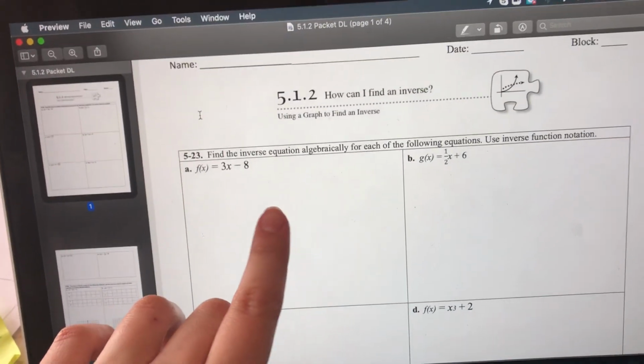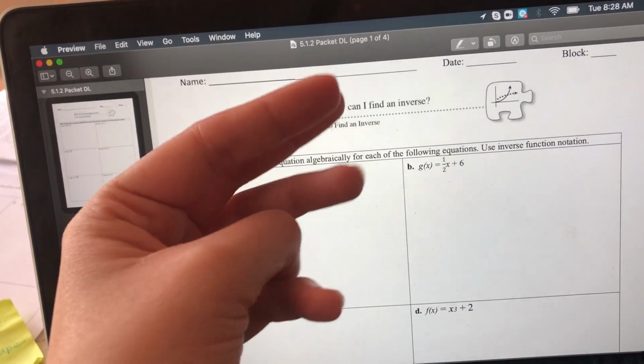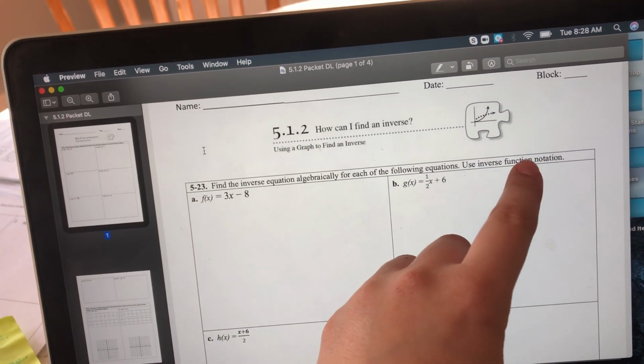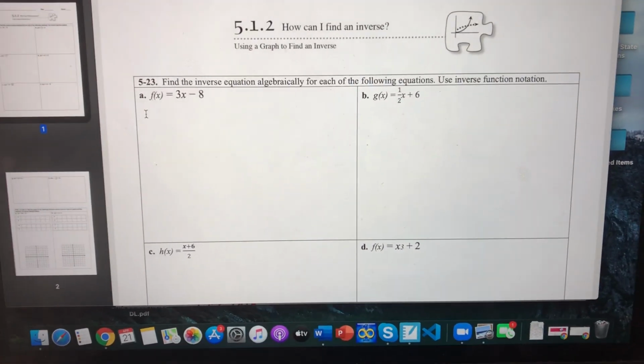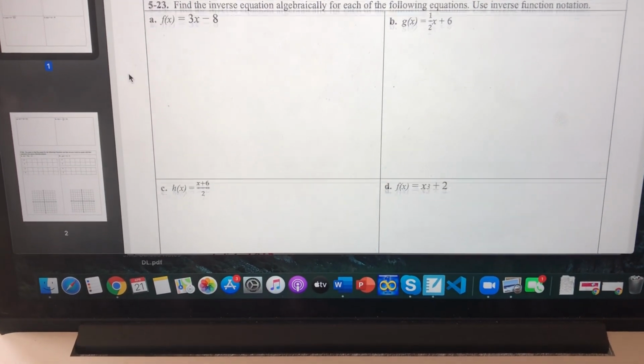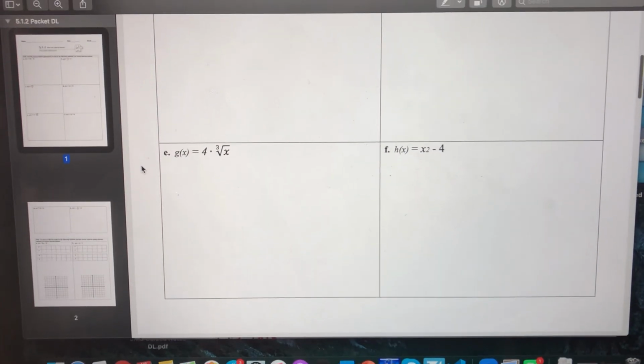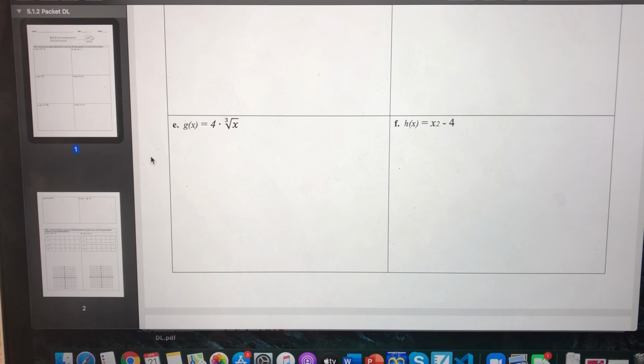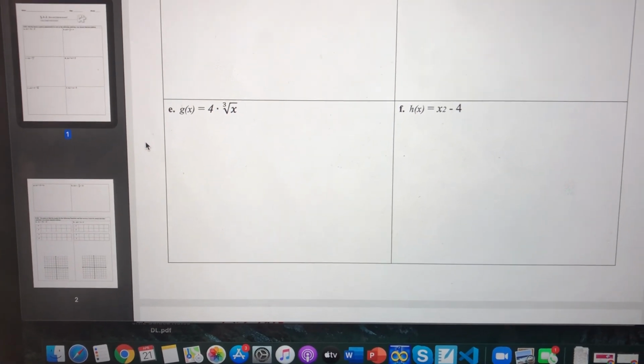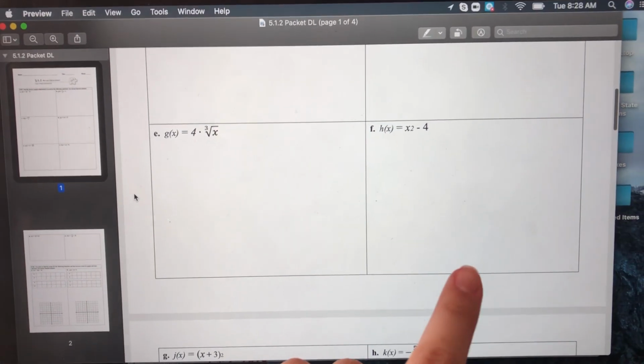So you're gonna do the same thing. Find the inverse equation algebraically. You're gonna follow the 3 steps. Make sure you use your function notation, which is the negative 1 exponent. Remember, it's not really an exponent, sort of. It's just notation to find the backwards function. If you have any questions on any of these, you need to let me know. You should not be handing in an assignment unless you've gotten all your questions answered. Remember, that's a squared.